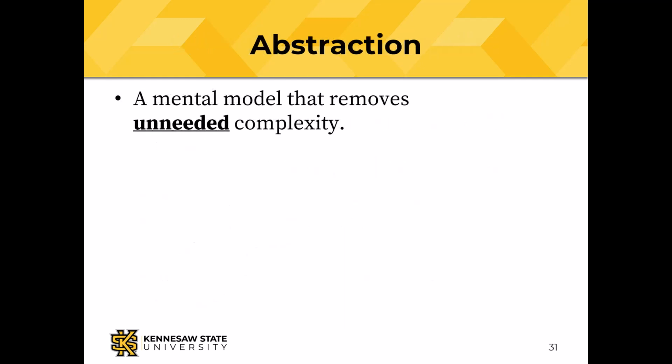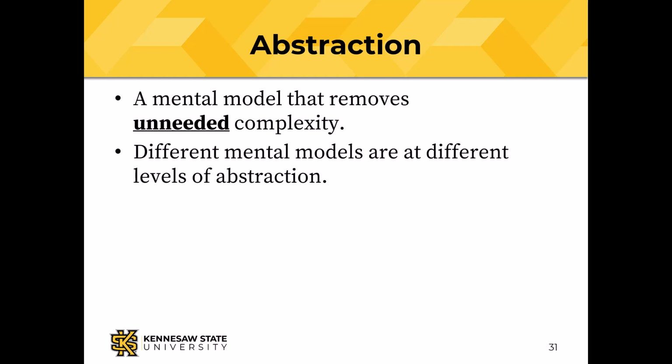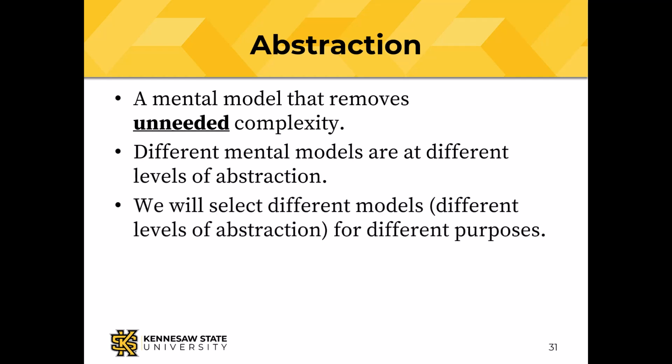Now, I'm going to tell you about a key tool. One of those tools that we use for developing mental models is this thing called abstraction. Abstraction is removing unnecessary complexity. Unnecessary and unneeded is in bold and underlined because it's a key part of the definition. So we can have different mental models at different levels of abstraction. We'll select different mental models for different purposes.